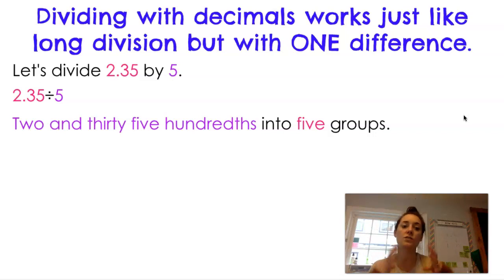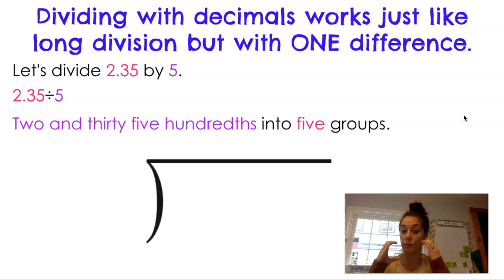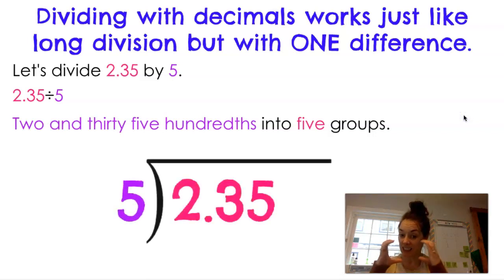Well, the 2.35, or 2 and 35 hundredths, is our dividend. So that's our number that we're going to be dividing into. And then our 5 is our divisor. So that's how many groups we're making with this.